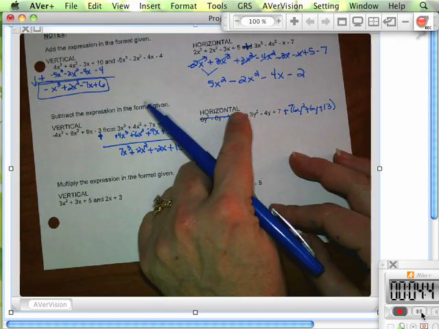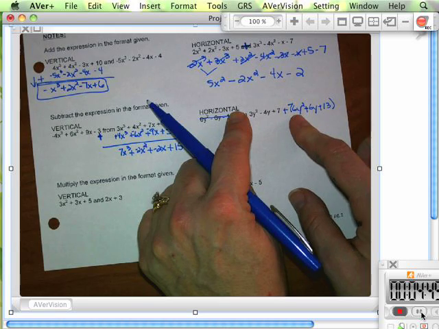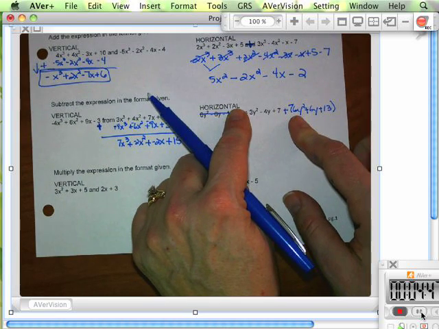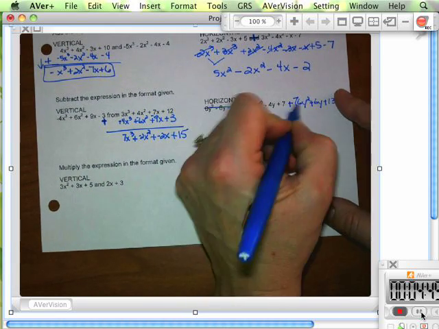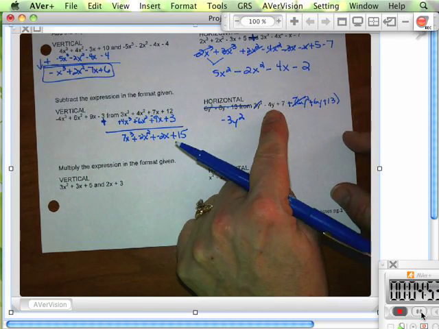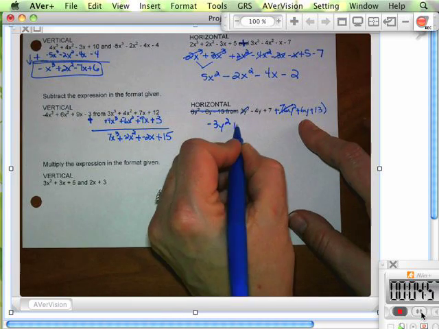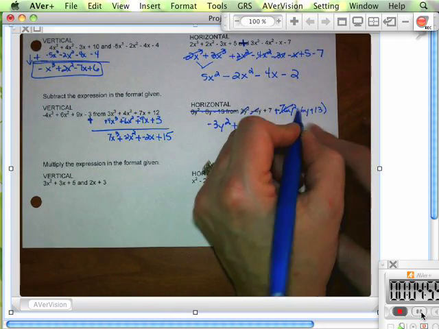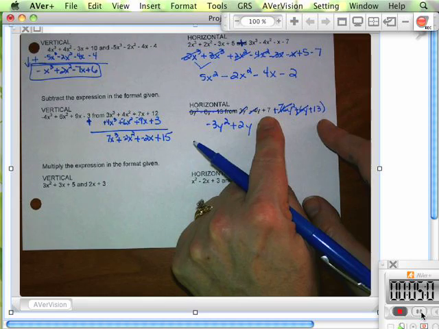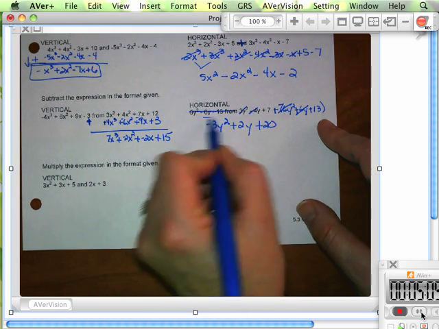So I'm working with 3y squared plus negative 6y squared. So when I combine those two, I have negative 3y squared. Then I have negative 4y plus 6y. So I have plus 2y. And then I have 7 plus 13, which is plus 20. And that's my answer there.